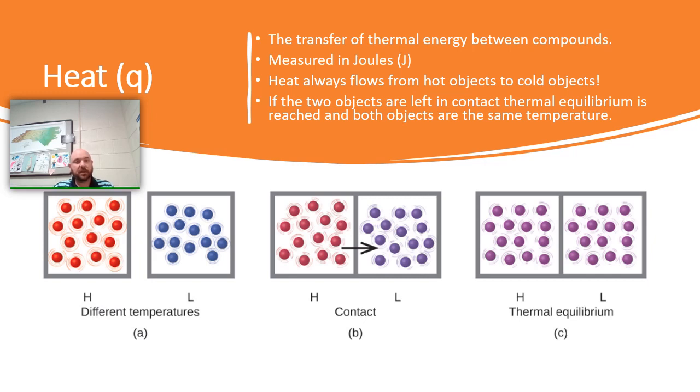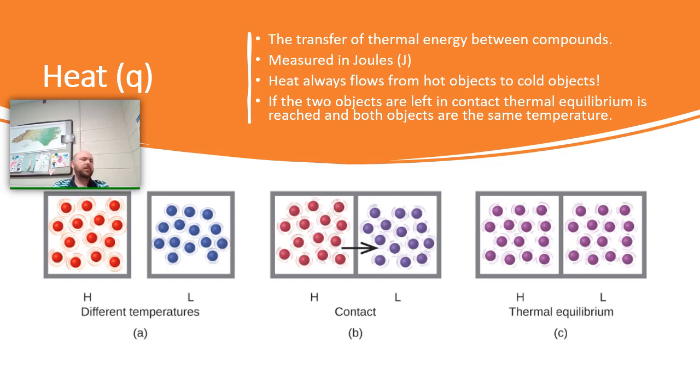It's a process that happens, and nothing has to force it to happen. If they touch each other, this will happen spontaneously. As long as the two objects are left in contact, the heat flows from the hot object to the cold object until a point at which they both have the same amount of thermal energy, and at that point they would essentially be at the same temperature.